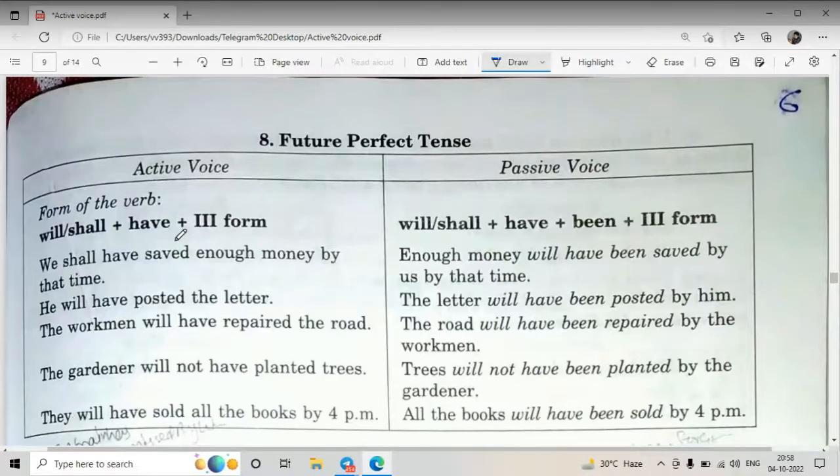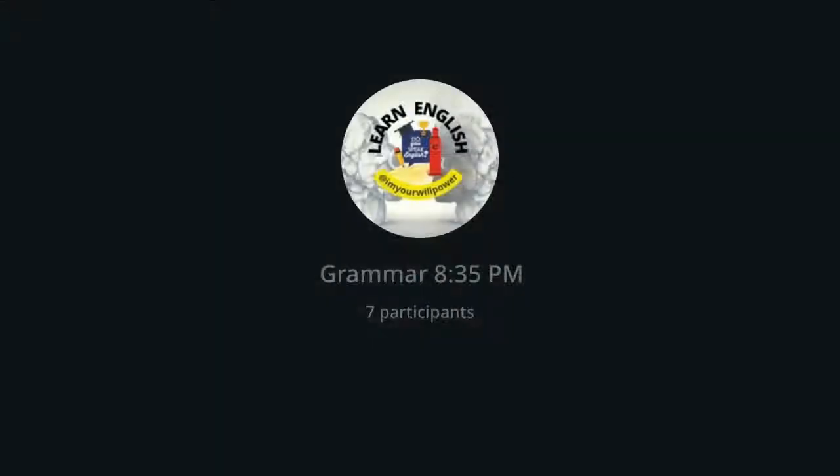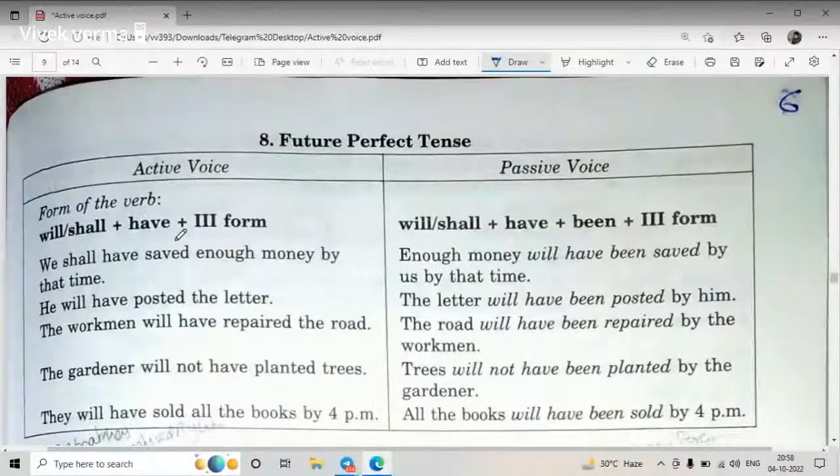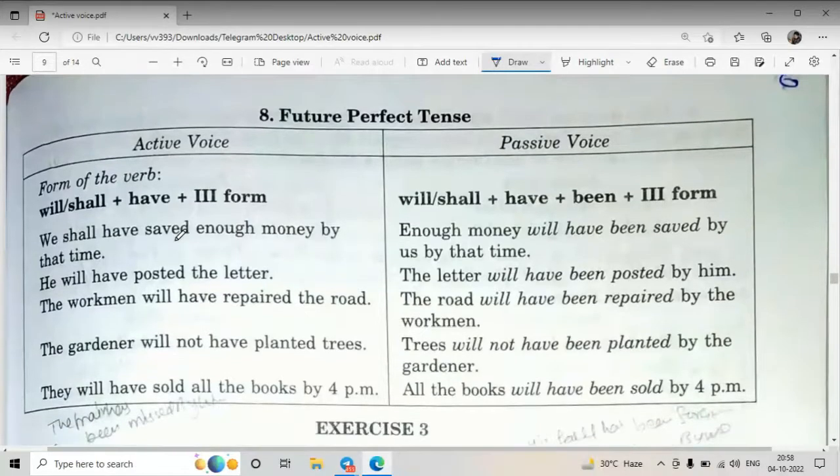Like, we shall have saved enough money by that time. Its passive voice will be, enough money will have been saved by us by that time. The next example is, he will have posted the letter. The letter will have been posted by him. The workman will have repaired the road. The road will have been repaired by the workman.